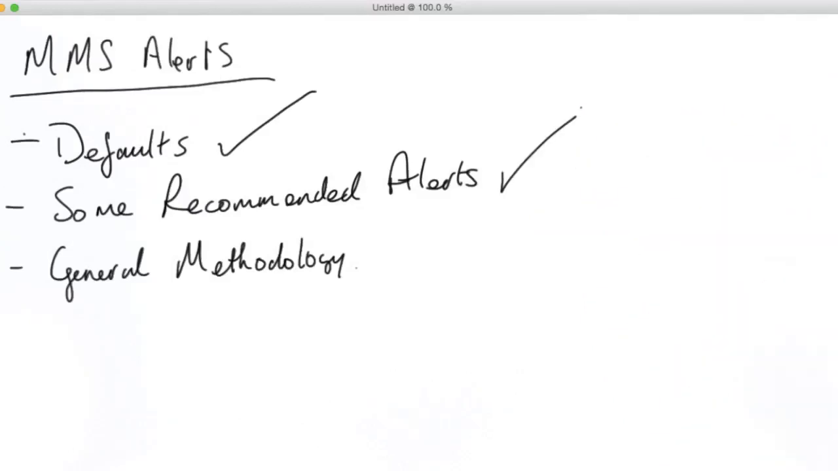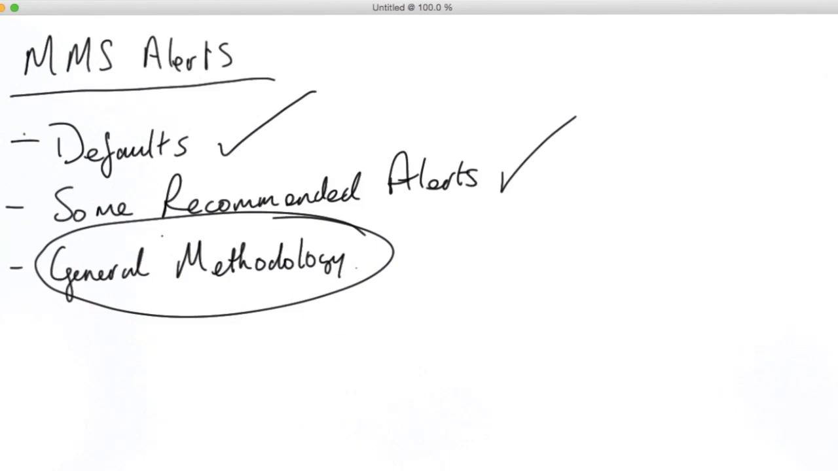Alright, so there's some recommended alerts. We covered off the defaults. The next thing is the general methodology, and this is kind of the meat of it all. This is how you decide for your particular use case: should I alert on something? How should I alert on it? What should the alerting value be? That kind of thing.